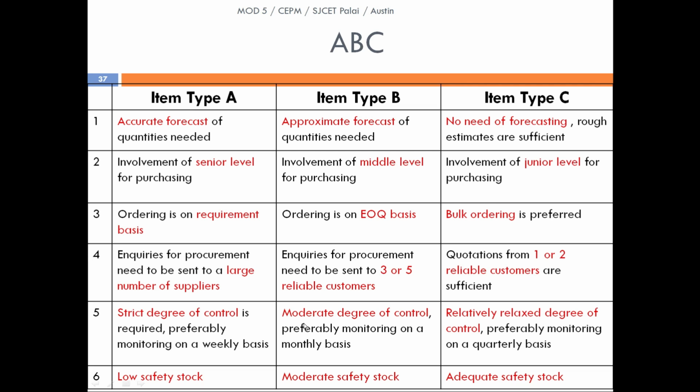The fifth one: a strict degree of control is to be followed for A, a moderate degree of control for B, and a relatively relaxed degree of control for C.